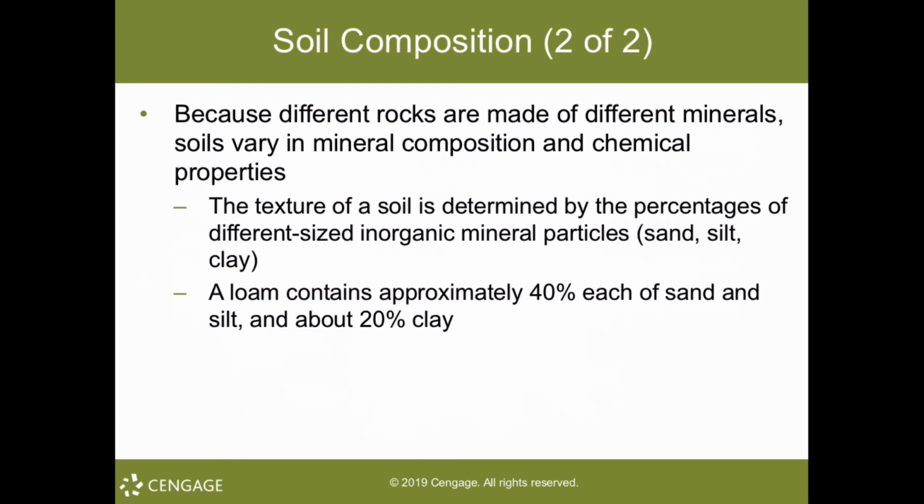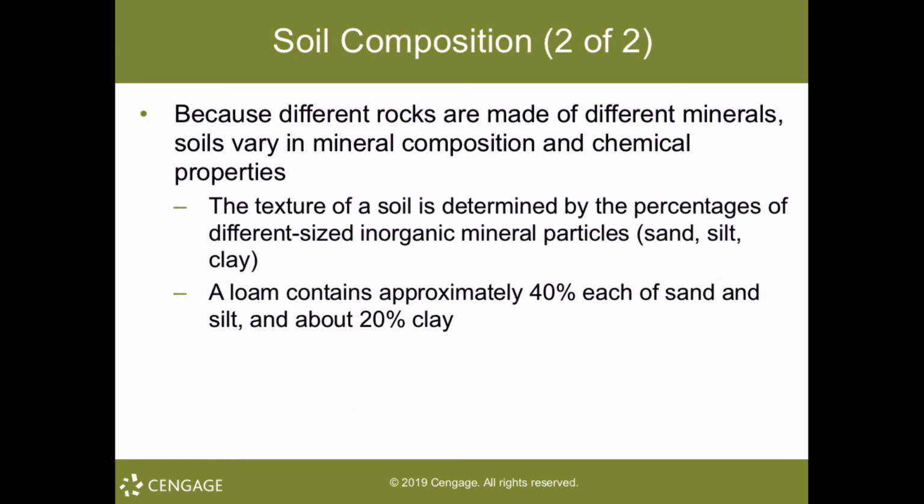So because different rocks are made of different minerals, soils vary in mineral composition and chemical properties. With that, the texture of a soil is determined by the percentages of sand, silt, and clay. And I would love to do a lab on the sand, silt, and clay content of your soil at the homes that you indeed live in. So it alone contains an approximate 40% of each sand and silt, and then 20% clay. This takes me back to grad school doing sand, silt, clay separations on my plots.